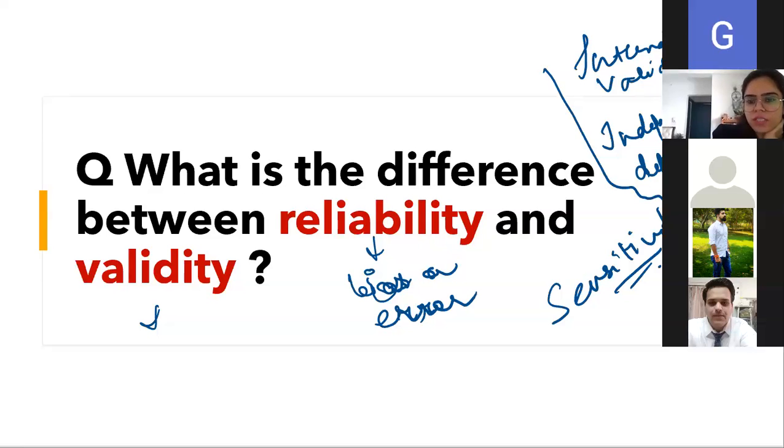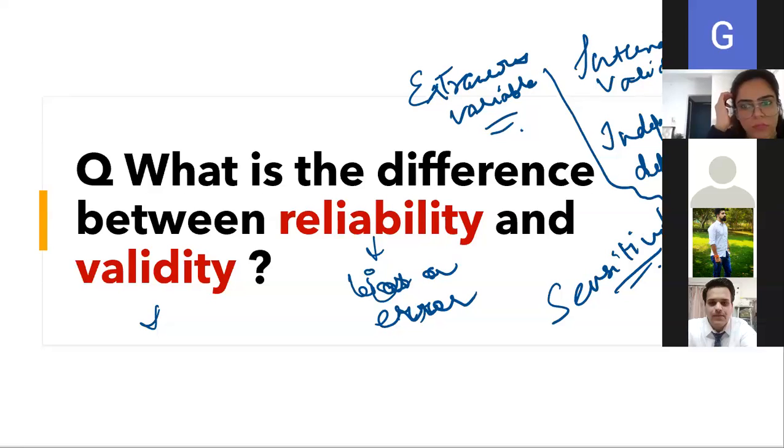But what else came into this? There is something called an extraneous variable. What was an extraneous variable? Ma'am, it's influenced by other variables that are not part of the study. So extraneous variables were the variables which were not the independent variable but were affecting your dependent variable. What example did I give for the extraneous variable in internal validity?